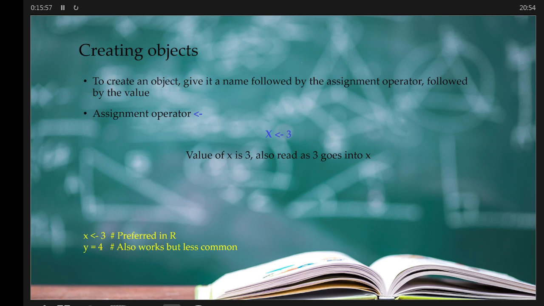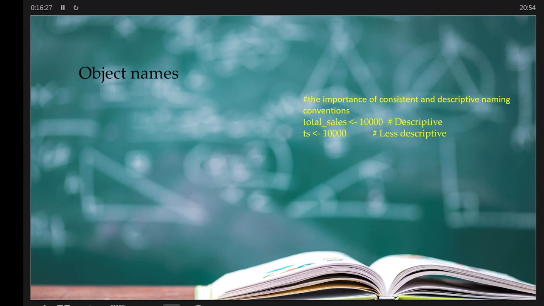For those who love shortcuts, alt plus minus on a PC or option plus minus on a Mac will quickly type the assignment operator for you. Let's keep in mind that consistency is key, so sticking with the standard R assignment operator is a best practice.